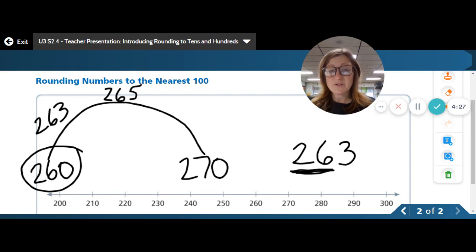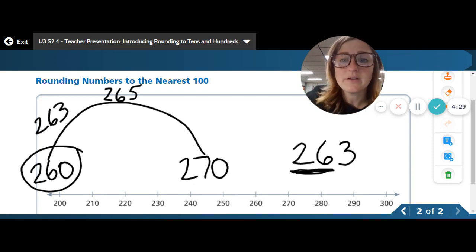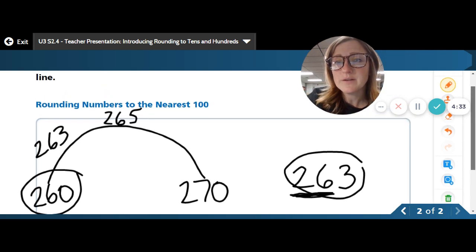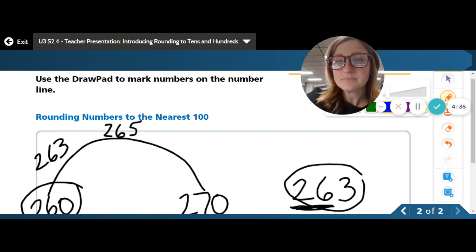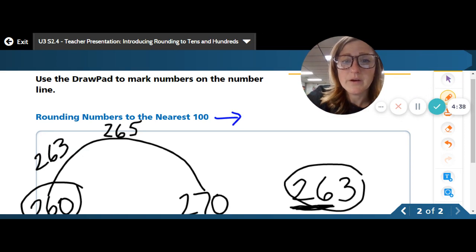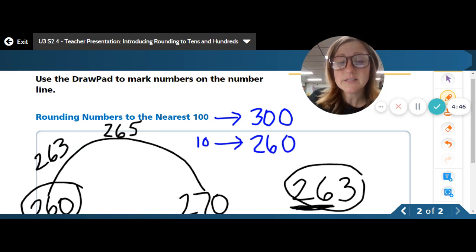So this is what we just figured out. We figured out that 263, our special number, when we round it to the nearest 100, it was 300. But if we round it to the nearest 10, it's 260.